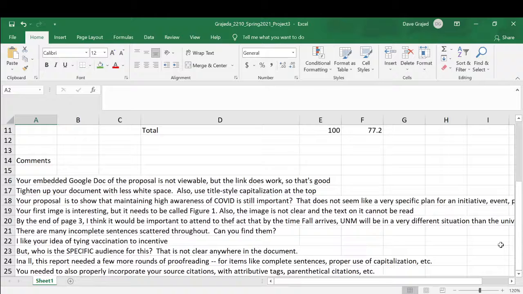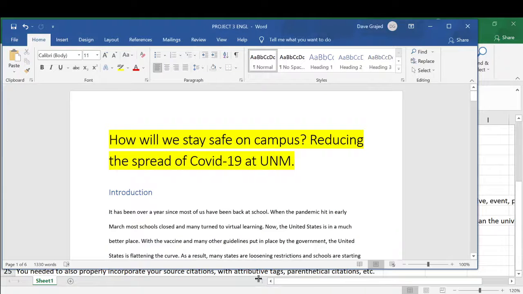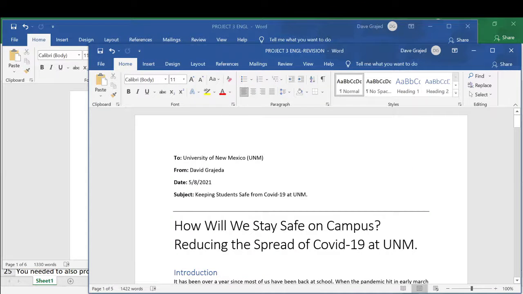The first thing I'll revise is addressing my audience in my proposal. If you take a look at my Project 3, I made the mistake of not indicating who I am addressing. So, if you compare drafts, in my revision, I included at the very top who this paper is addressing. I also used title style capitalization on my title.